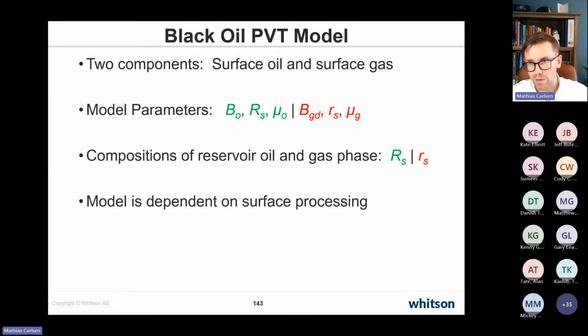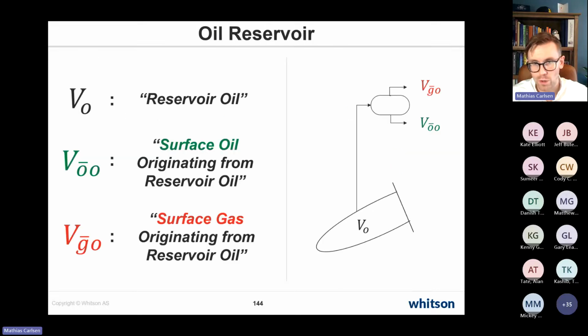So we were at the black oil PVT model, and to understand what a black oil PVT model is, we need to define some definition of what's a reservoir oil and what's a surface oil and gas, etc. So when it comes to a reservoir oil, we use this SPE nomenclature. So reservoir oil, then we have VO, and if it's surface oil originating from reservoir oil, we denote that VO hat O, and then if it's surface gas originating from the reservoir oil, we denote that as VG hat O.